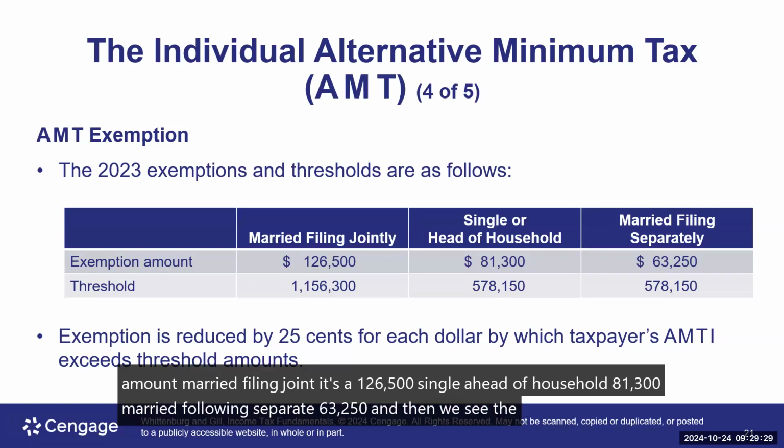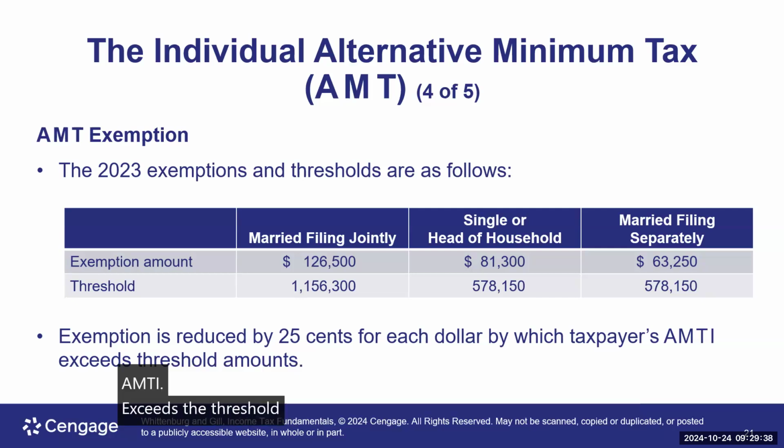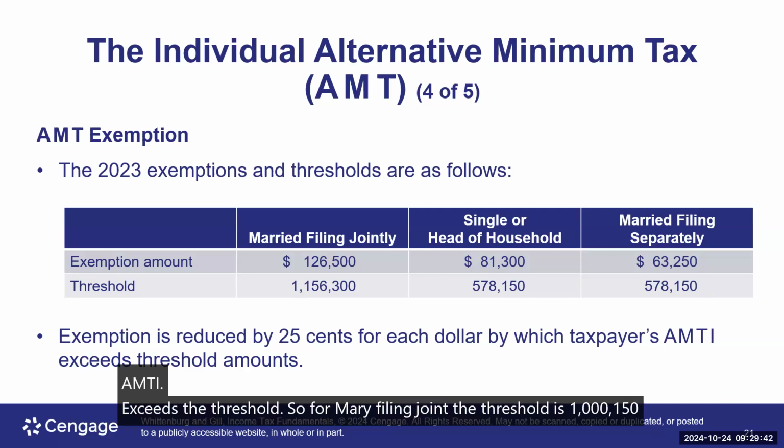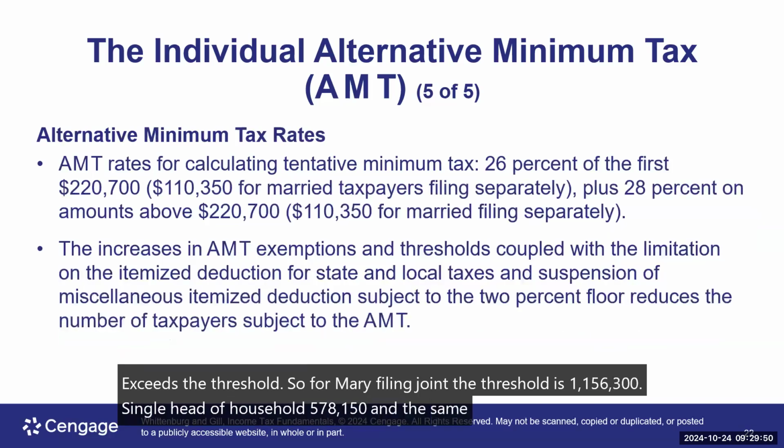So the exemption is reduced by 25 cents for each dollar by which the taxpayer's AMTI exceeds the threshold. So for married filing joint, the threshold is $1,156,300. Single or head of household, $578,150, and the same for married filing separate.